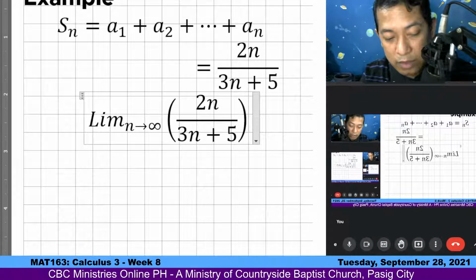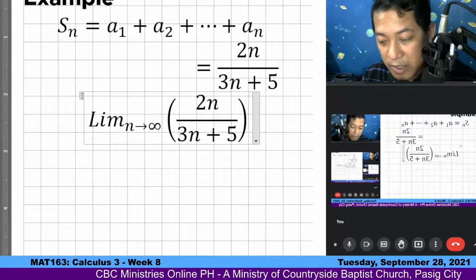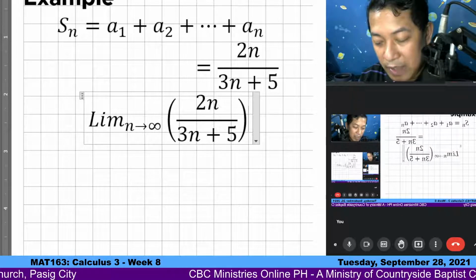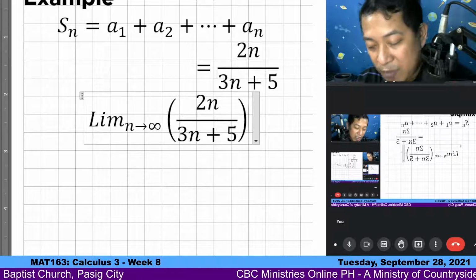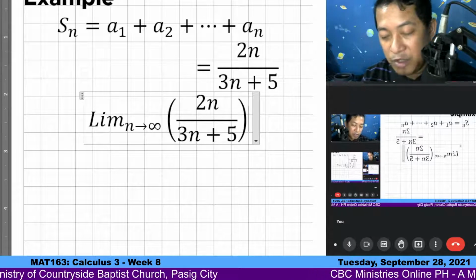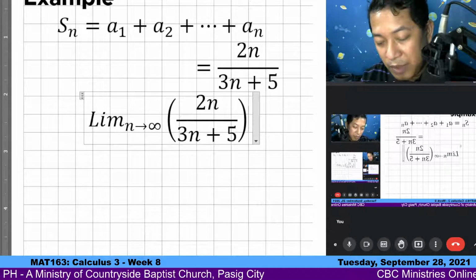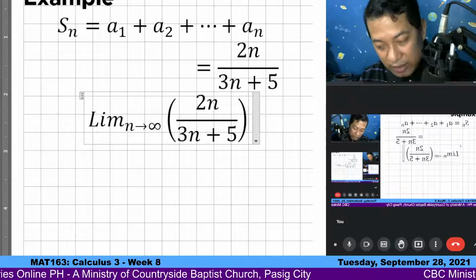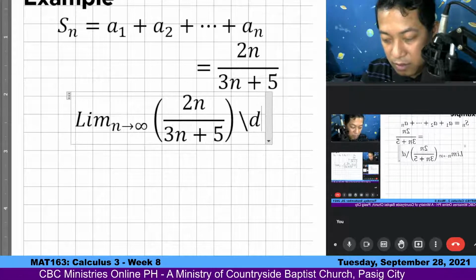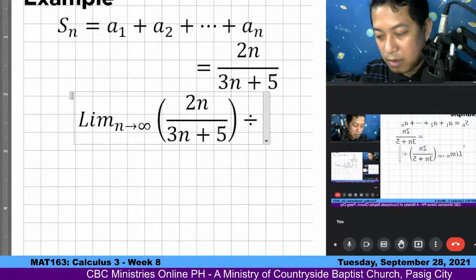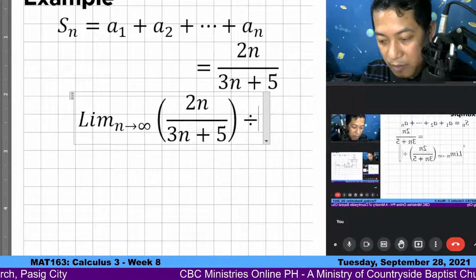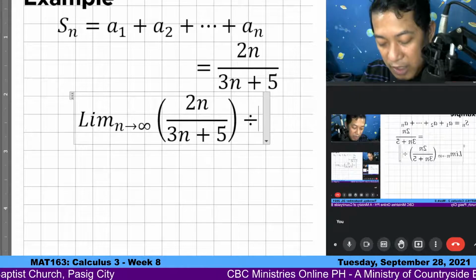So we could manipulate this, guys, by dividing both sides of the equation so that it will all have a division by n. What's the purpose? Because since n is approaching infinity, division by n would mean equal to 0. Tandaan natin yan. It will be equal to 0. So kung i-divide natin ito sa 1 over n on both numerator and denominator.